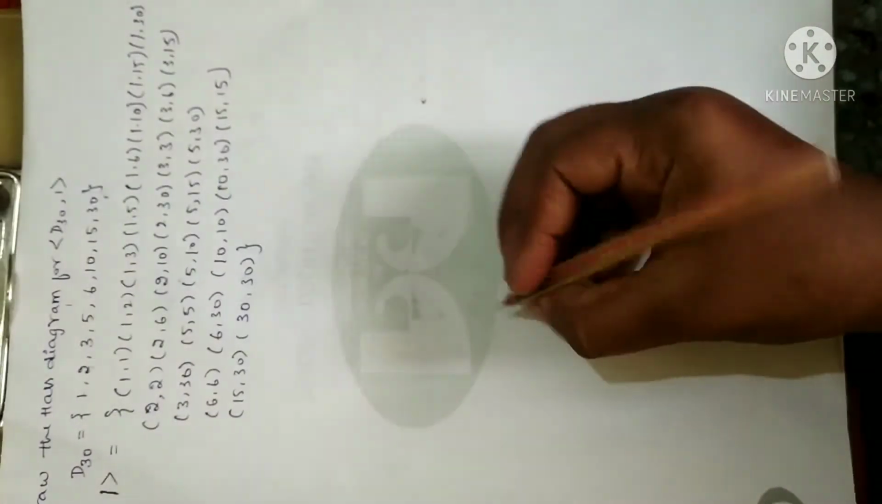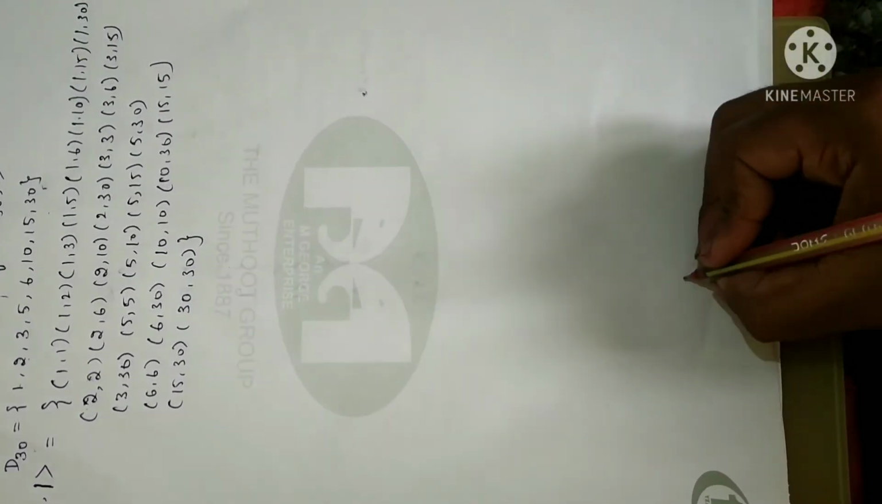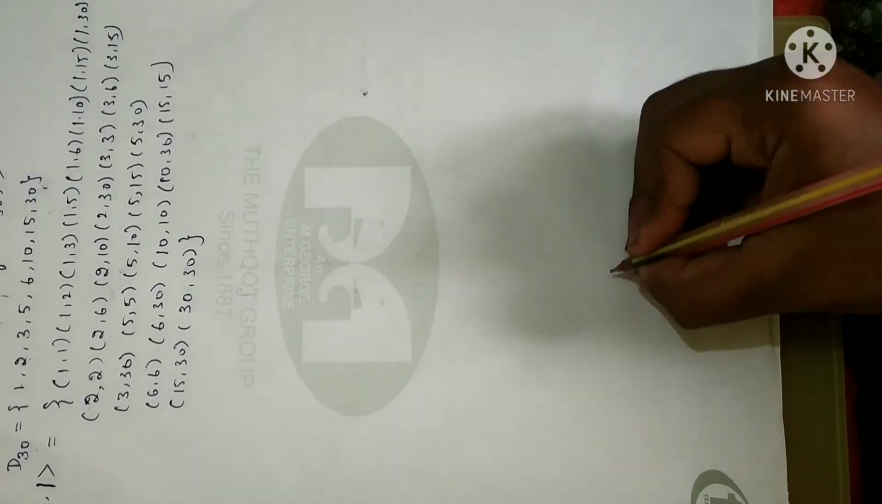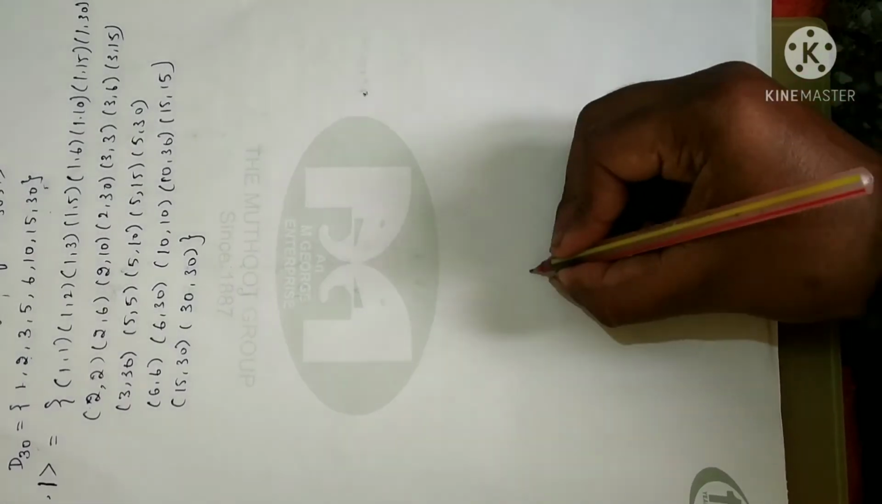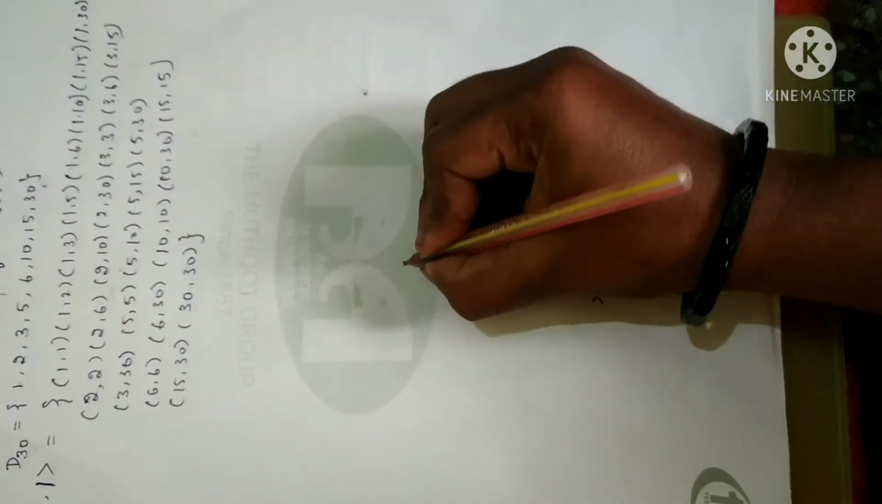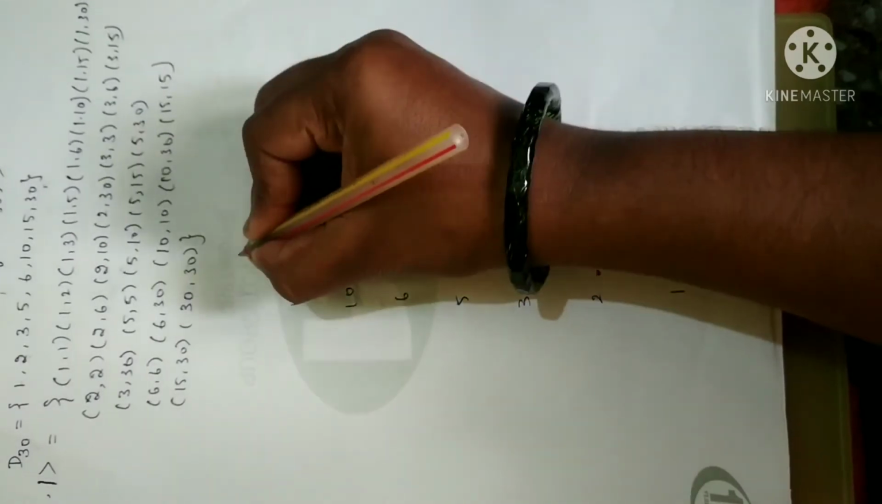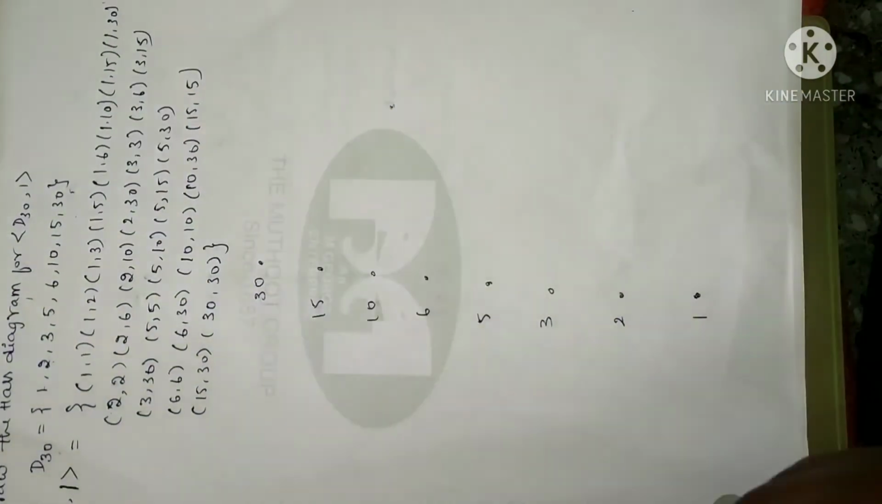As I already told you, step 1 is we have to draw the digraph representation. So let me draw the digraph representation. Elements I have to list from below, bottom. So 1, 2, 3, 5, 6, 10, 15, 30. Right?